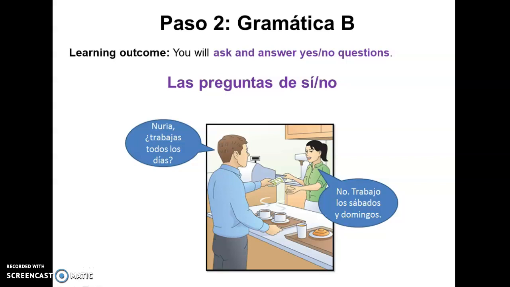Hola. We are going to talk about questions: how to ask and answer yes and no questions. And so, questions is preguntas. Preguntas de sí y no. Okay, let's get started.